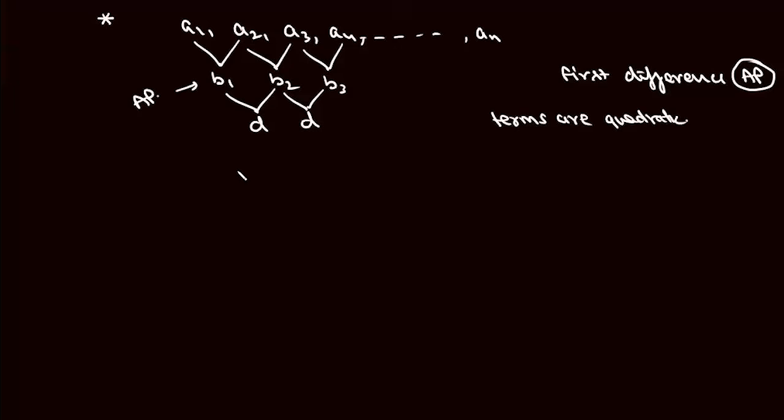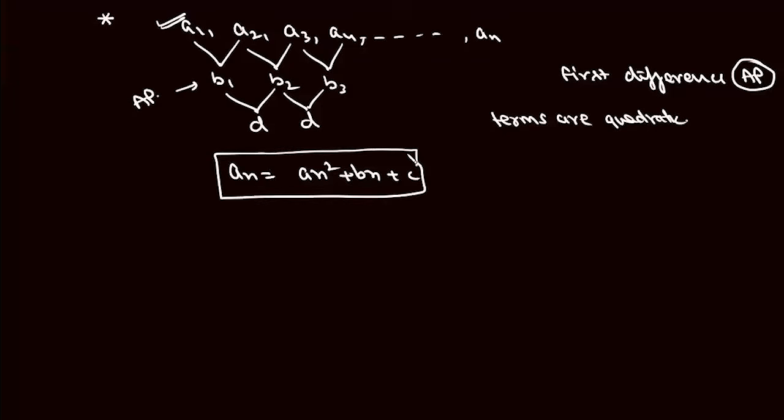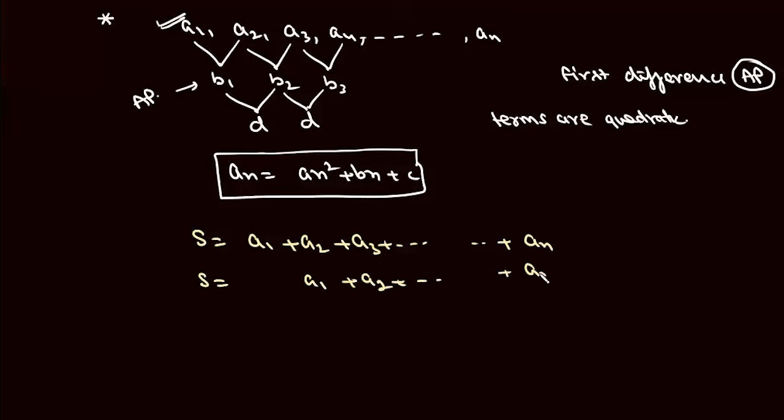So we can take the nth term of the series as an² + bn + c. Now we'll prove this using that series shifting method. Suppose the sum of the series is S, so we can write a1 + a2 + a3 + ... + an. We'll write the series again. We'll shift it by one term. So this is a1, a2, and this is an−1 + an.